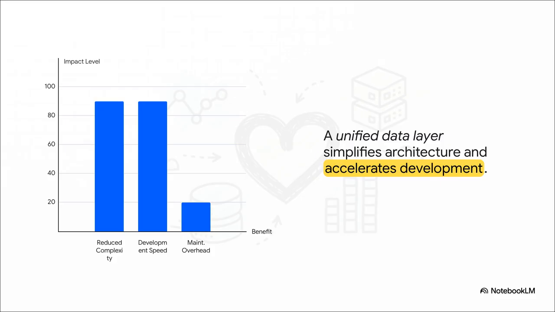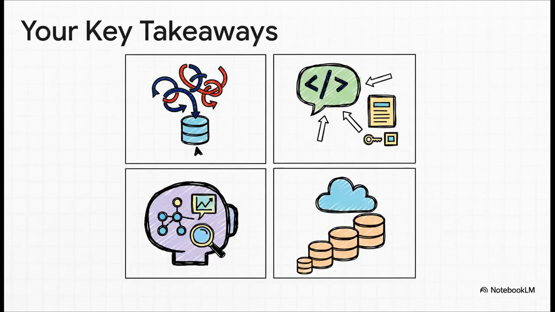You slash your architectural complexity. That means your team can develop faster because they only have one system to learn and master. And your maintenance overhead just plummets. Instead of patching, securing, and scaling 4 different database systems, you're managing one. So if you're going to take away just 4 things from all this, let it be these.